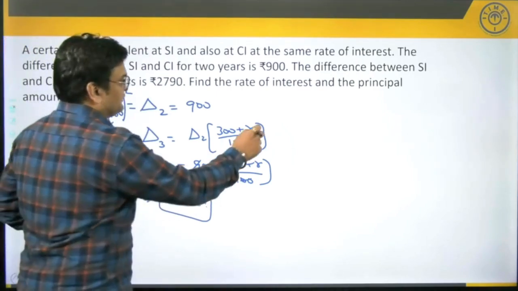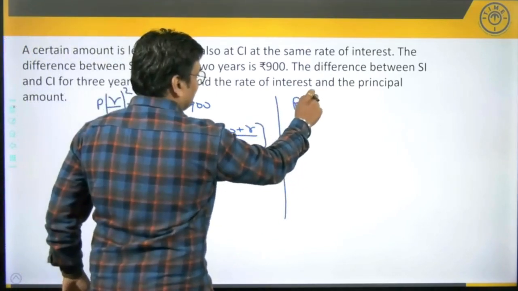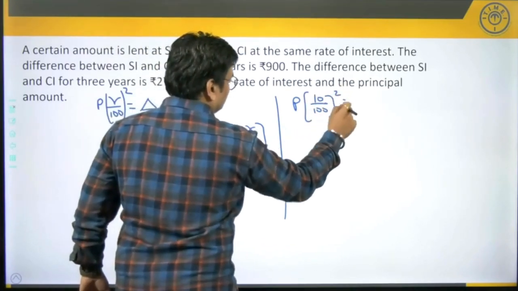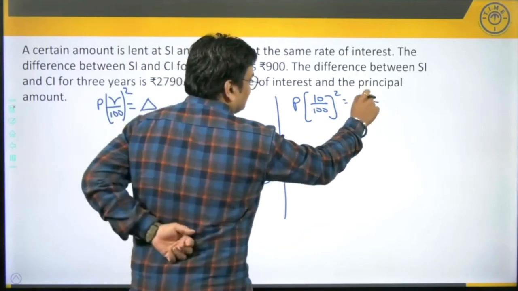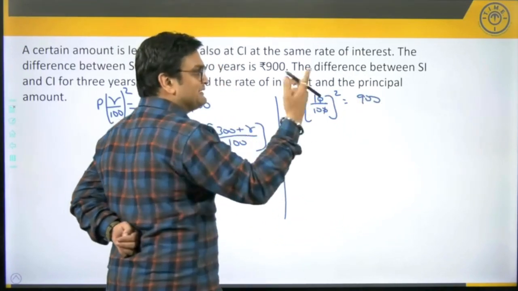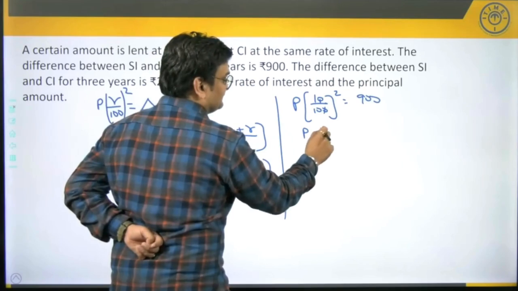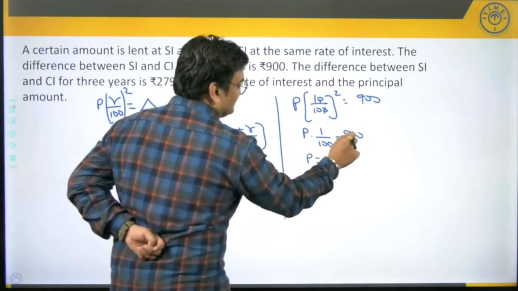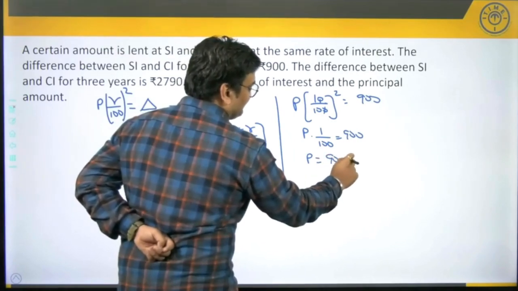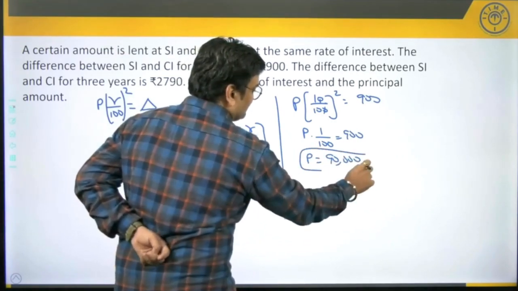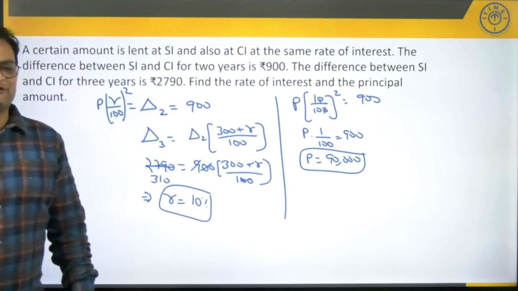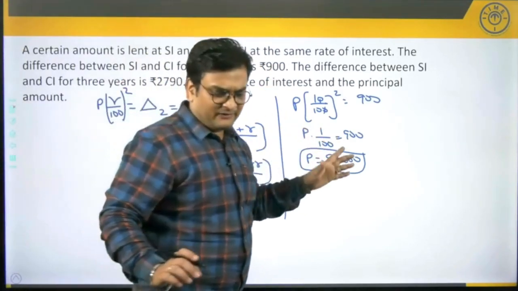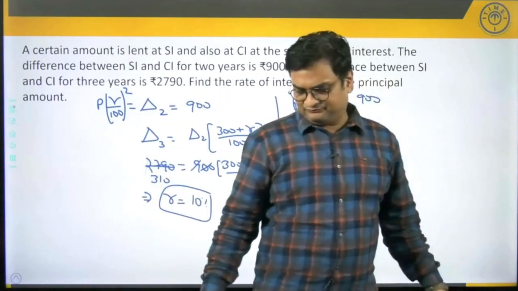From here now. So here can I say P into R is 10, so 10 by 100, the whole square, is nothing but 900. So when I simplify this, it will become 1 by 10 square, which is 1 by 100, times P is 900. Hence the value of P is going to be 900 into 100, which is 90,000. We are going to get this value. So rate of interest 10%, principal amount 90,000, we get our answer.